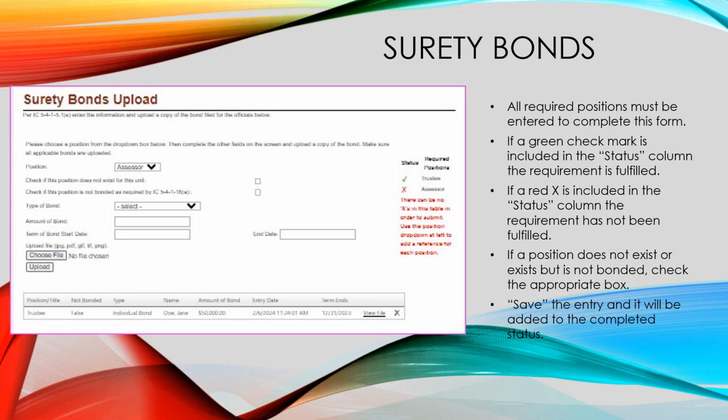Townships are required to enter and upload information for surety bonds on the trustee and assessor. If the position does not exist for your township or is not bonded as required, check the appropriate box and it will show that you've completed that position. If you do have bonds, then enter the details on those and upload the bond here. If you have other officials that are bonded in addition to those two, use the position drop-down box and select Other, and then you can enter the information and upload that bond as well.